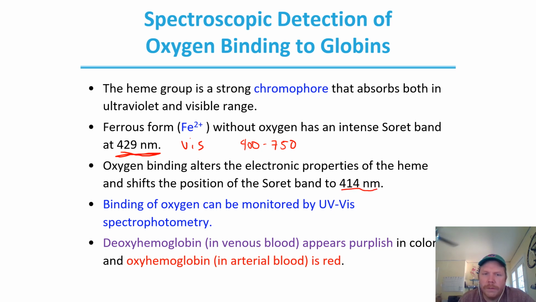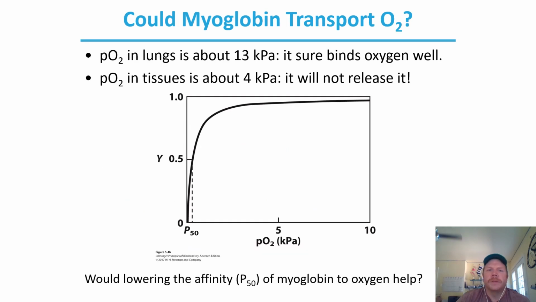Now, binding of oxygen can be monitored by UV-vis spectrophotometry for this reason. So deoxyhemoglobin in the venous blood is going to appear quite purplish, whereas oxygenated blood in arterial blood is going to appear red. So there are kind of cues as a result of heme being a very strong chromophore and how it absorbs light. Now, a question, why do you need hemoglobin and myoglobin?